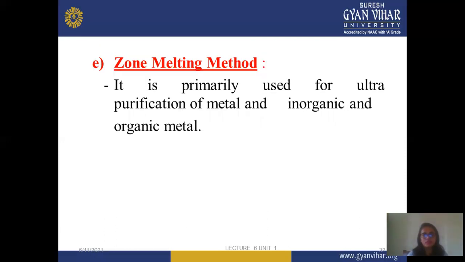Next is the zone melting method. It is primarily used for ultra purification of metals and inorganic materials. This method is limited to a limited range of compounds, and it is mainly used only for metals or organometallic compounds.